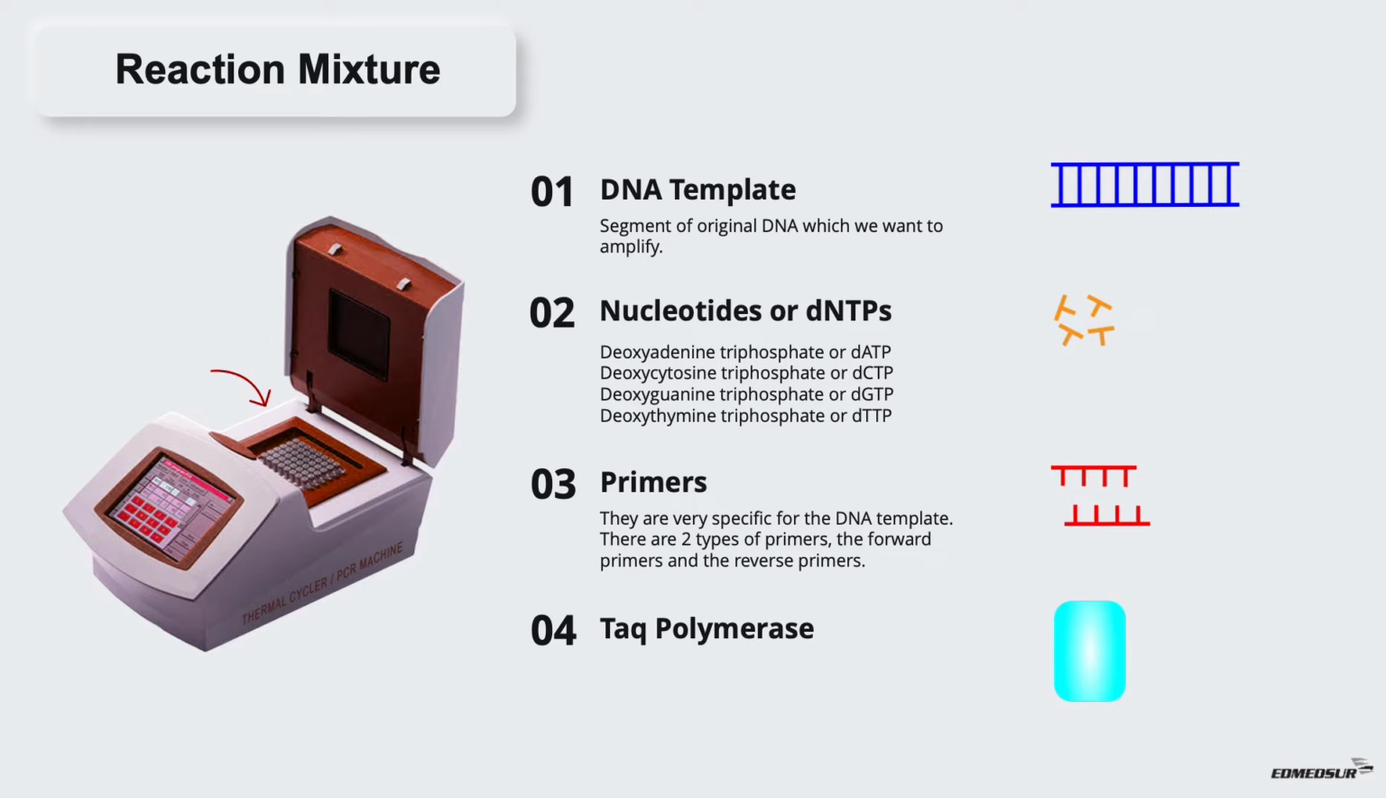Taq polymerase is an example of heat-resistant DNA polymerase which is frequently used in PCR. As PCR involves thermal cycles and heating, this enzyme remains stable even at higher temperatures. It is named after the bacteria Thermus aquaticus, from which it was isolated.